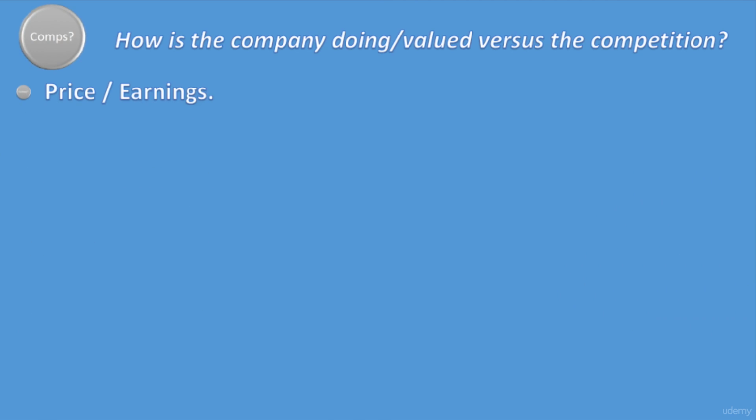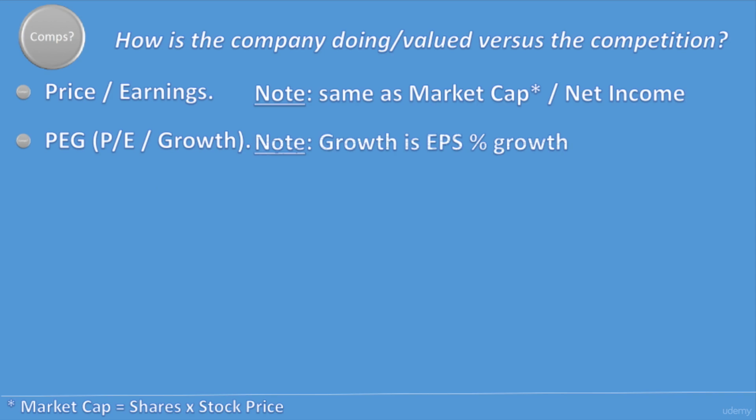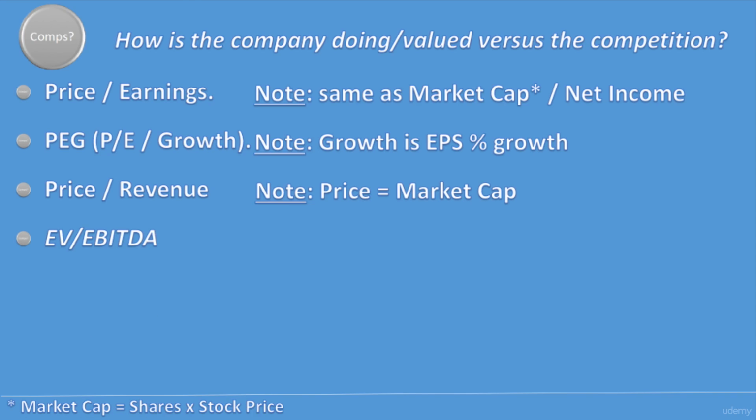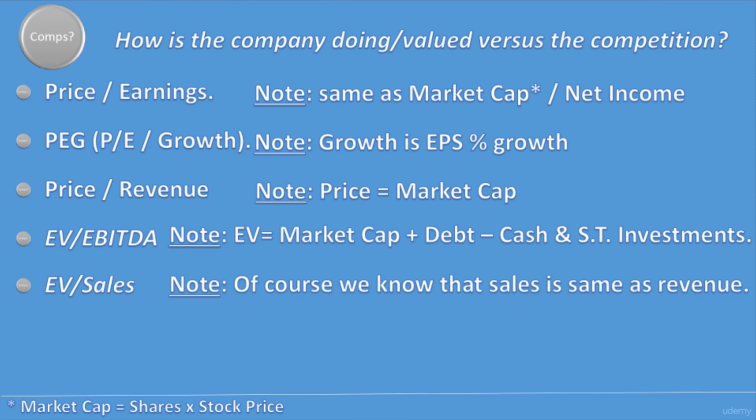All right, price to earnings. This is the same thing as market cap to net income, close enough, right? I put a little footnote down there. We know that market cap equals shares times the stock price, right? Another comps one we look at for comparing companies is PEG, price earnings to growth, okay? Growth is EPS growth. We talked about this. Then there's price to revenue, and price equals market cap, right? And EV to EBITDA, we talked about this as well. EV equals market cap plus debt minus cash and short-term investments.